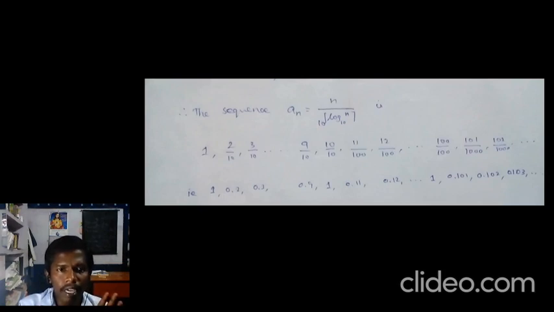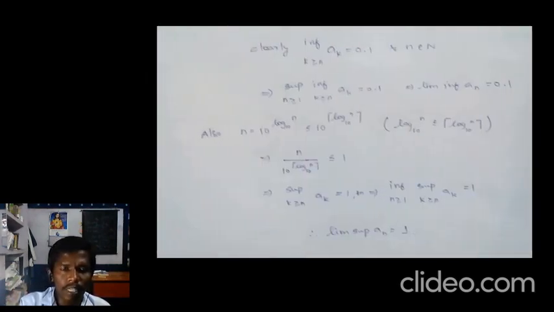In a similar way, in between the first and 100th term, the minimum value is 0.2. In between the 11th and 100th term, the minimum value is 0.11. In between the 101st term and the 1000th term, the minimum value is 0.101, and then it goes on. So, from this, we can easily conclude that the infimum of ak, where k is greater than or equal to n, is 0.1 for all n belongs to N.